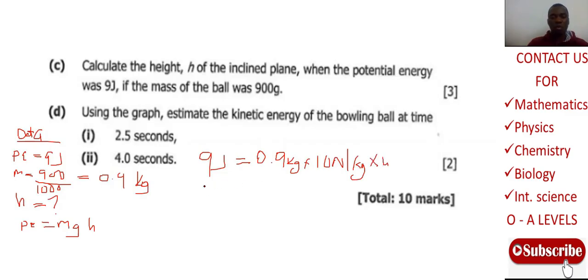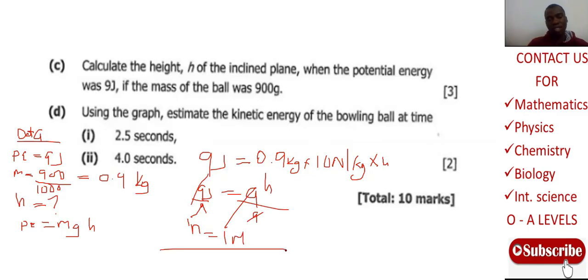So here we are going to have 9 joules is equal to 0.9 times 10 is 9, 9 times h, that gives us 9h. So we divide by 9, then this side we divide by 9, and we finally have our h as h is equals to 1 meter. So our height is actually 1 meter.